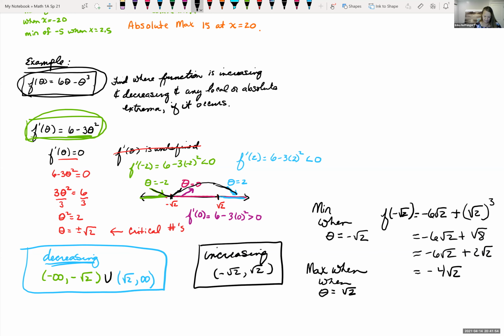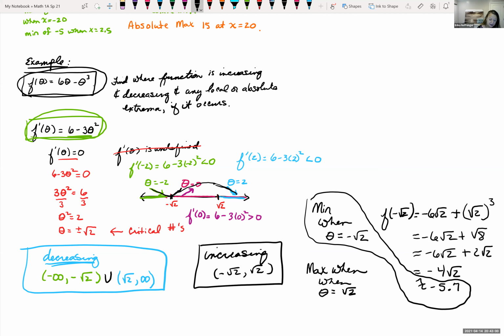Which should be about -4.4. Oops, I didn't get the same thing, but I should have. Let me just check my work real quick. This is approximately -5.7. Okay, so that's the min value. And we know where it's occurring.